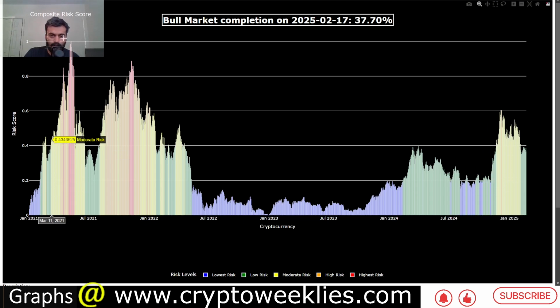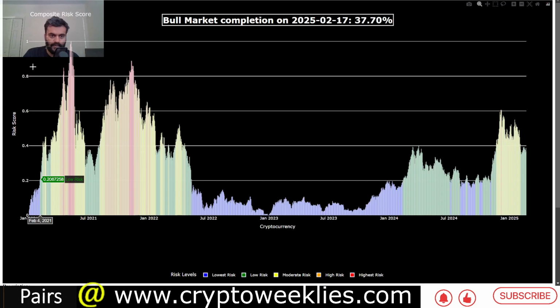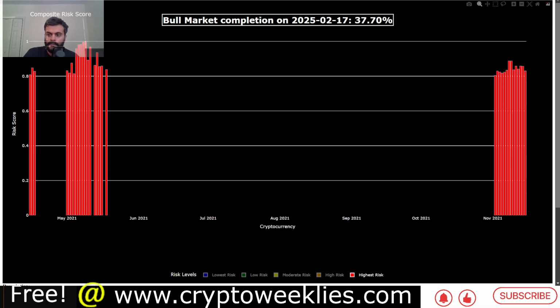Again, this color coded analysis of the heat levels or the bull market completion is available at cryptoweeklies.com, and the link is on the bottom of your screen under peak valley indicators. The purpose of this analysis is to identify when the market has overvalued or gotten overheated. You can see the last time we were here was in late November 2021, color coded in red, or highest risk.